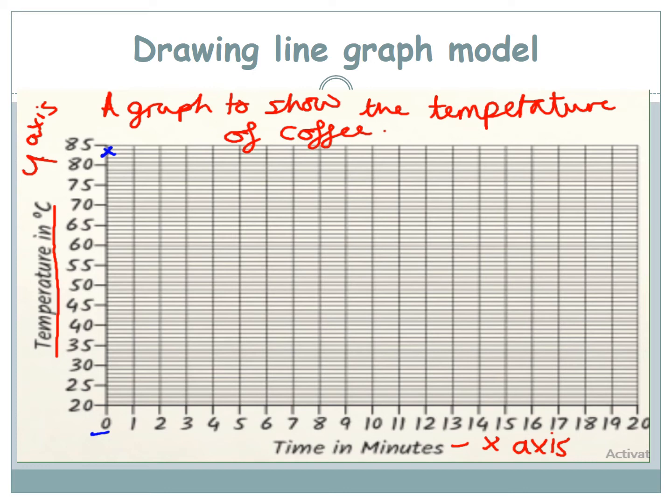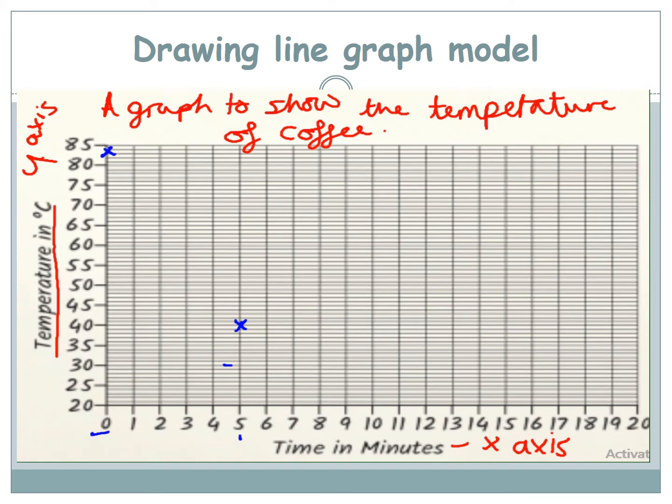5 minutes is 40, so we go across, find 5 and then we go up. We always go across first because x is before y. So 5, we go up to 40. We could measure it up with our ruler or your finger. Then you draw across where the lines meet.